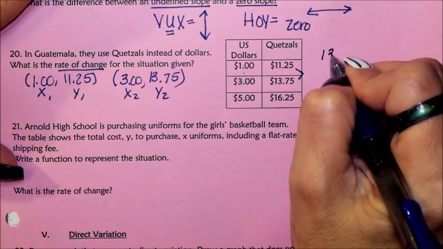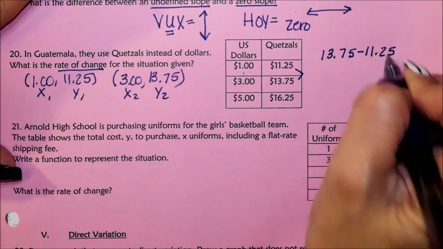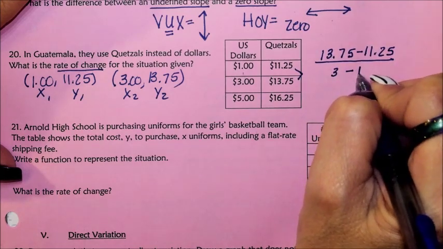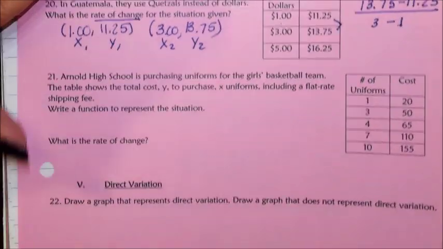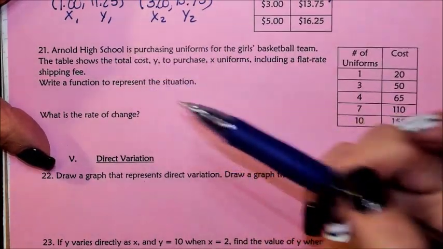I'm going to work it up over here. I'm going to do 13.75 minus 11.25 over 3 minus 1. All right, you're going to get that. All right, pause your video so you can finish that. Just hit your space bar.